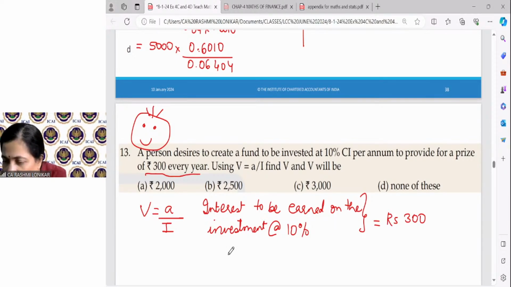So, what is the value of investment? They have directly given you.